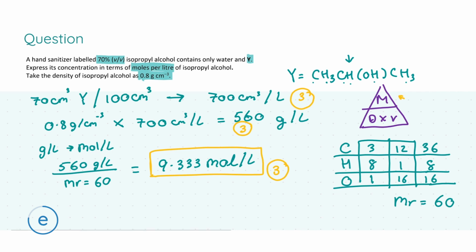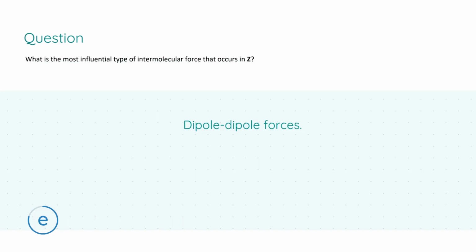So now let's move on to E part 2, which is the final part of this question. Okay, so this asks us, what is the most influential type of intermolecular forces that occurs in Z? Okay, so intermolecular forces, that is the forces between molecules, not within molecules. Okay, so what is Z? We know from earlier in this question that Z is propanone, which is a ketone. And we know that ketones are polar.